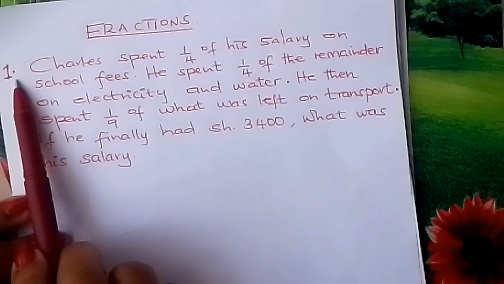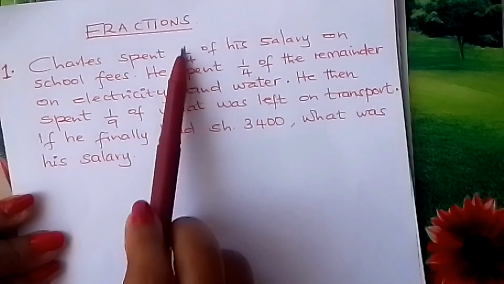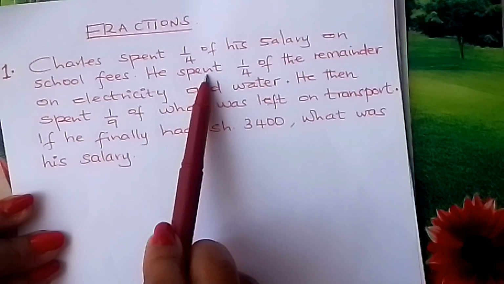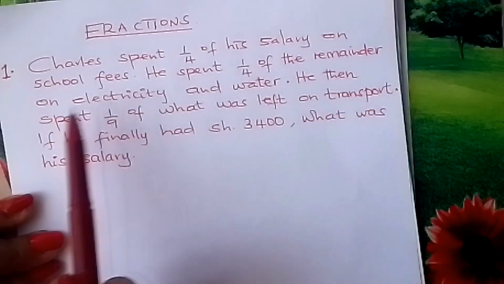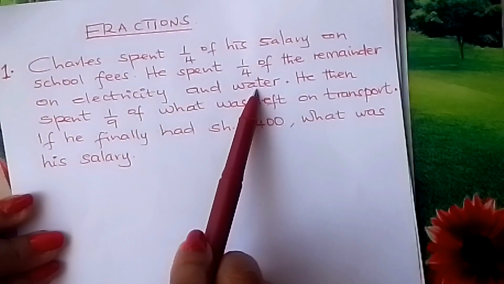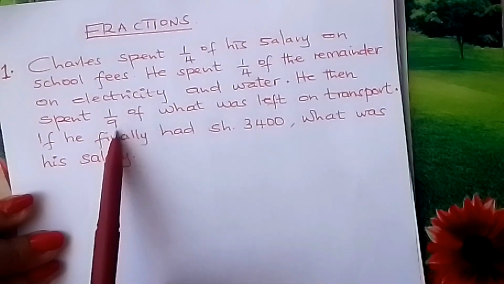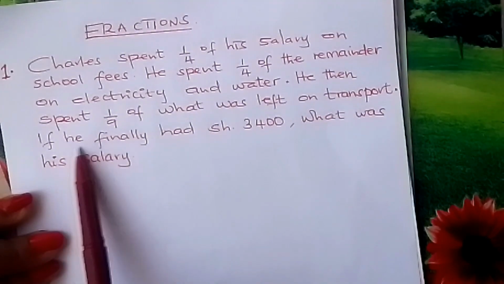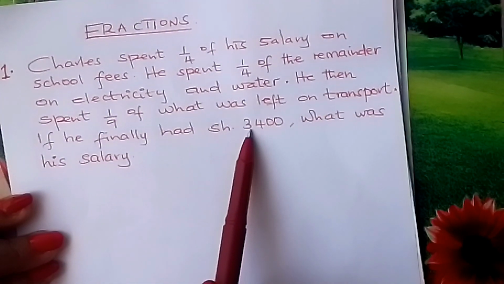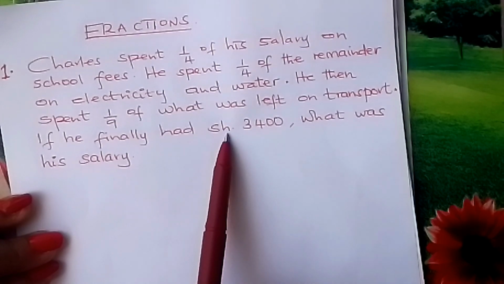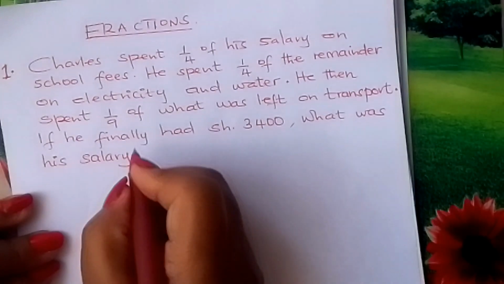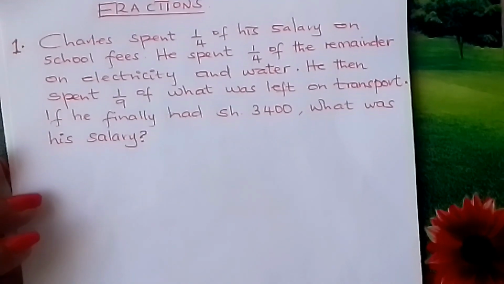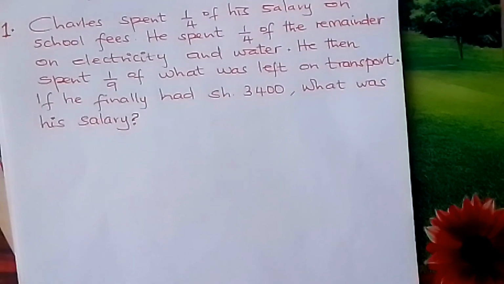fractions. Here we go. Charles spent a quarter of his salary on school fees. He spent a quarter of the remainder on electricity and water. He then spent 1/9 of what was left on transport. If he finally had 3,400 shillings, what was his salary? Let us look at this word problem, learners, to do with fractions.